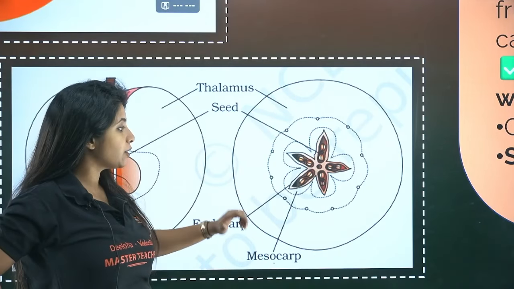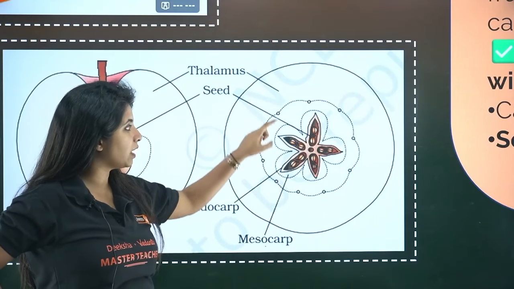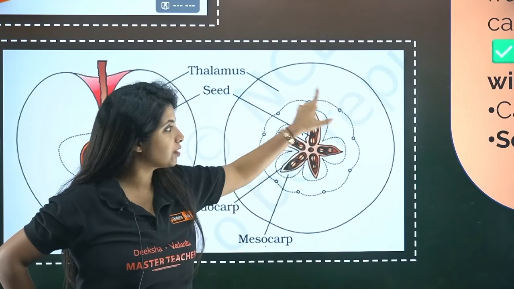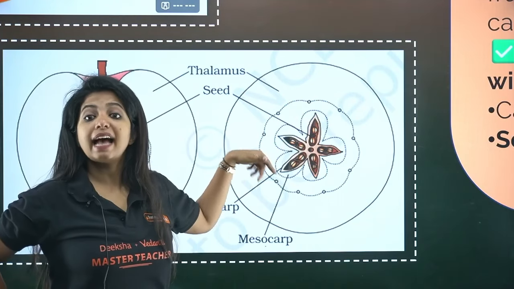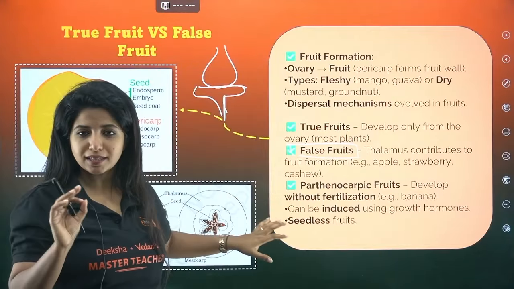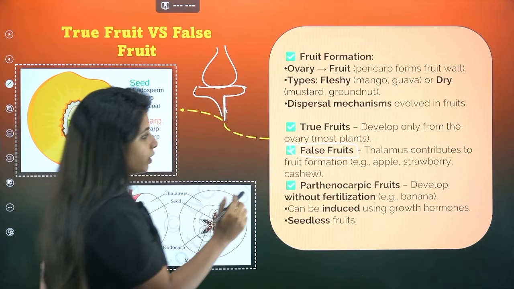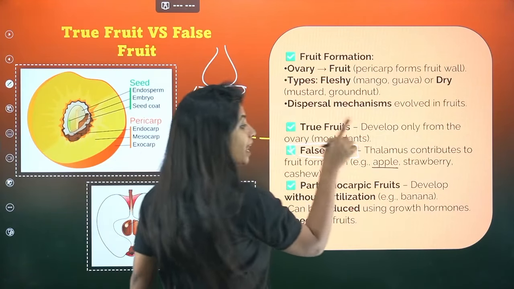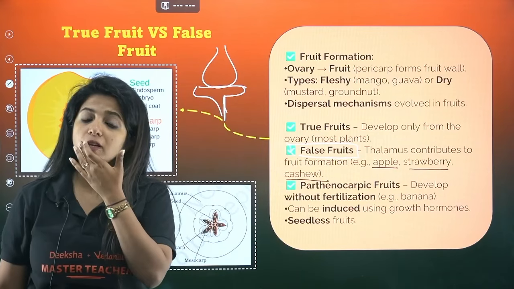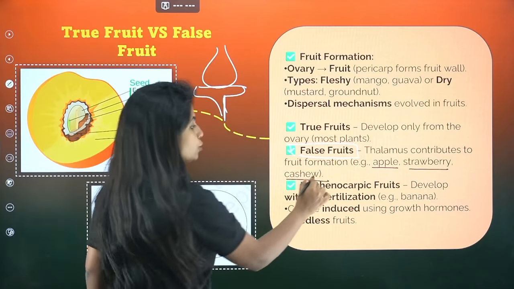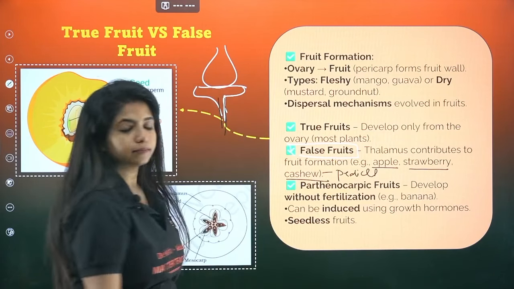Okay, how do I understand that the ovary is there? Because they have clearly mentioned mesocarp, endocarp and everything. So until this particular portion, the hard portion that you have, it is the ovary that has taken part. But the thalamus also takes part in this. So please remember, why do you call this a false fruit? Because over here, in the case of apple, the thalamus takes part. Similarly, strawberry and cashew are also made up of other parts of the flower. Cashew is made up of the pedicel. Pedicel means the stalk-like structure which is there.